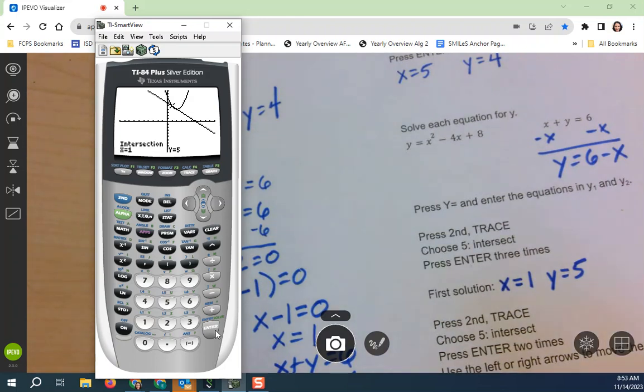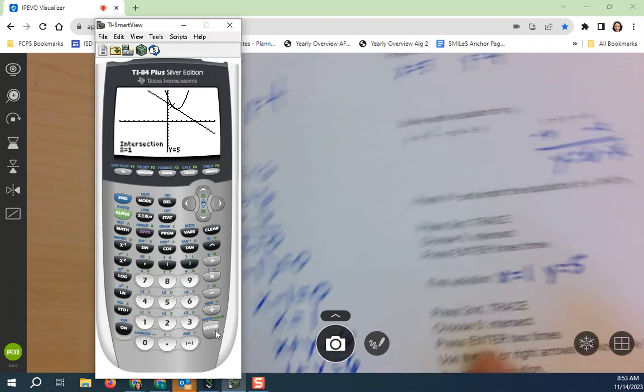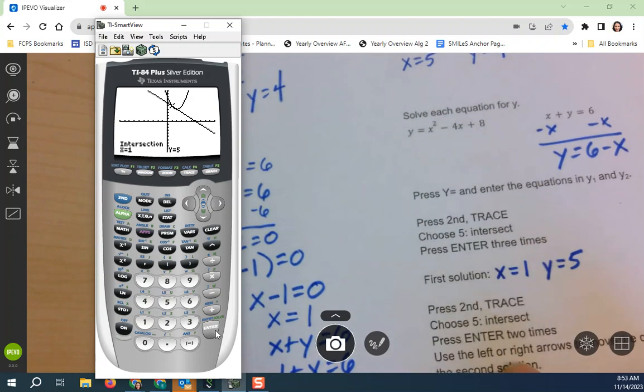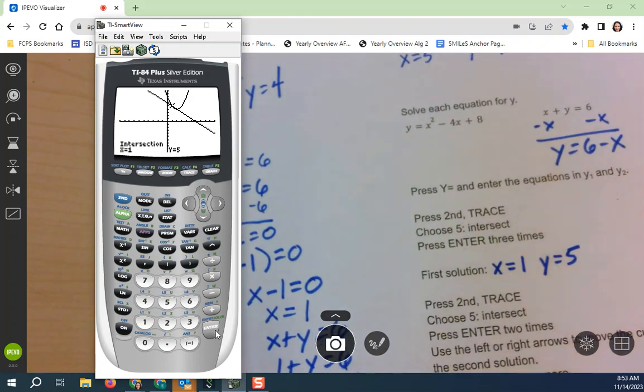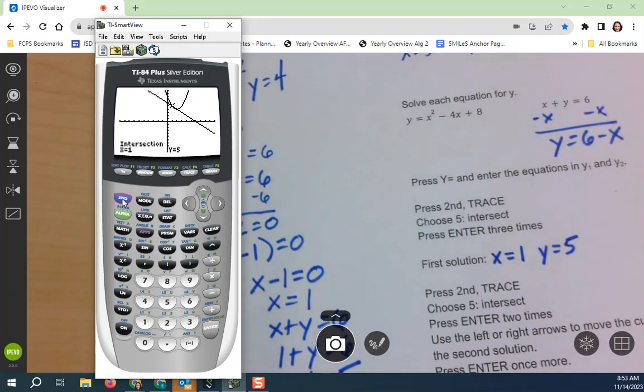So let's look at the paper. It says you still do second, trace, and intersect, but you only press enter 2 times, and then you move close to where the other answer is. So I'm going to follow these directions. I'm going to do second, trace, intersect, which is 5, and I only press enter 2 times.